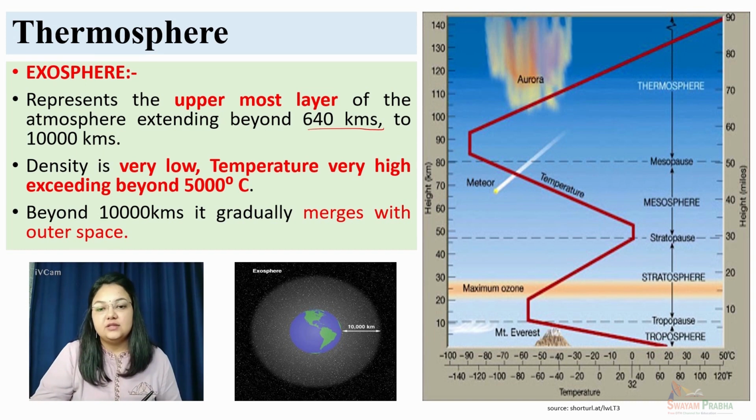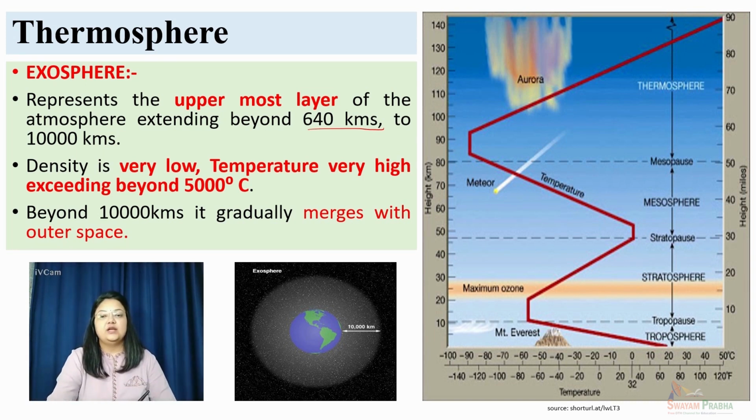It is the uppermost layer of the thermosphere, which extends from 640 kilometers, the last limit of the ionosphere, to 10,000 kilometers, the last limit of our atmosphere, which has been demarcated. The density in this layer becomes very low, with the soaring high temperature exceeding 5000 degrees Celsius, because this layer continuously absorbs high intensity, short wavelength solar radiation. Therefore the temperature becomes very high in this particular layer. Beyond 10,000 kilometers, although there is no definite boundary, it gradually merges with the outer space.